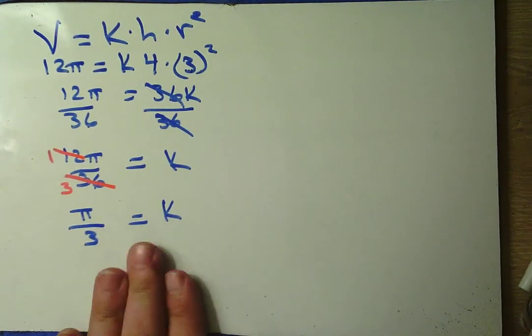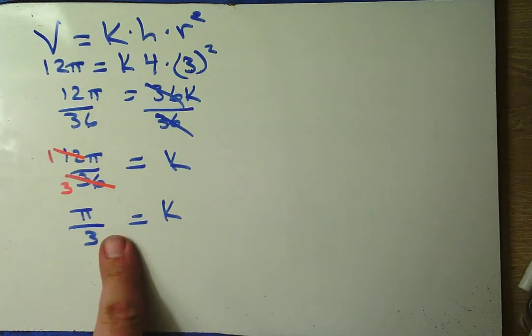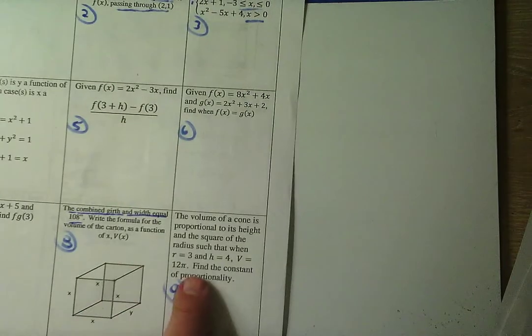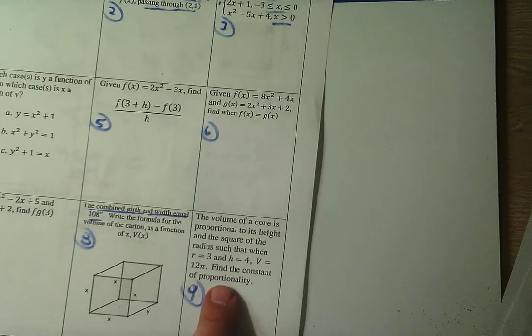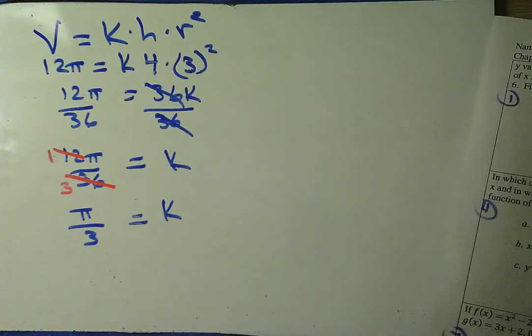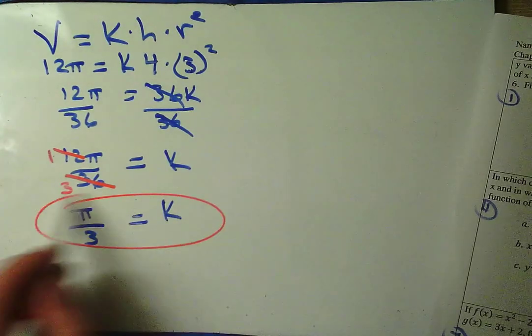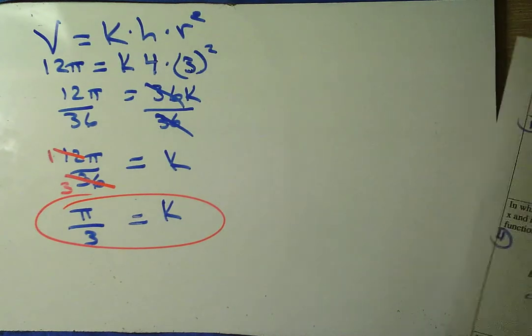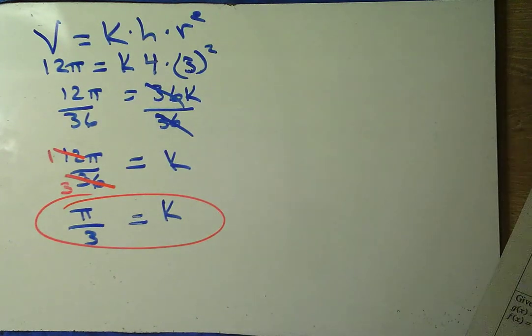Now, I don't go any further with this problem. Normally, we would take this k and plug it back in there, but look what the question asks. Find the constant of proportionality. Did we find the constant of proportionality? We sure did. This is our constant of proportionality. Okay, so that's the front side. We're all done with it. Let's take a look at the back side.